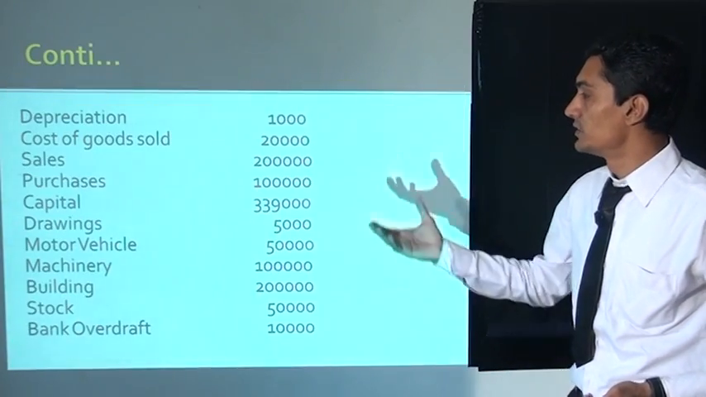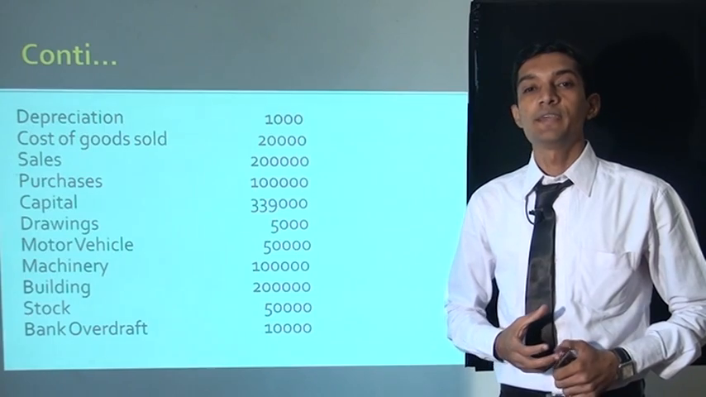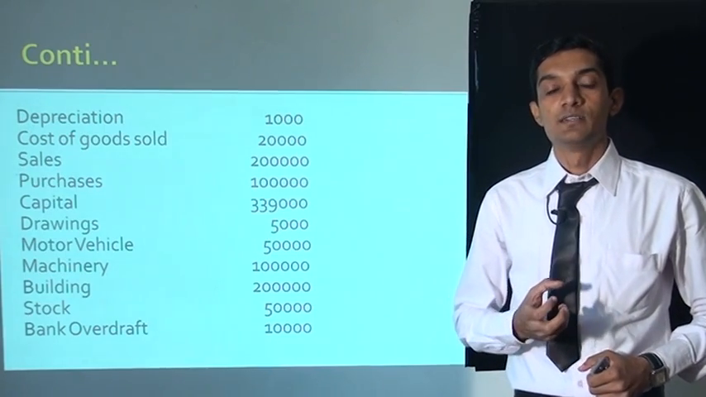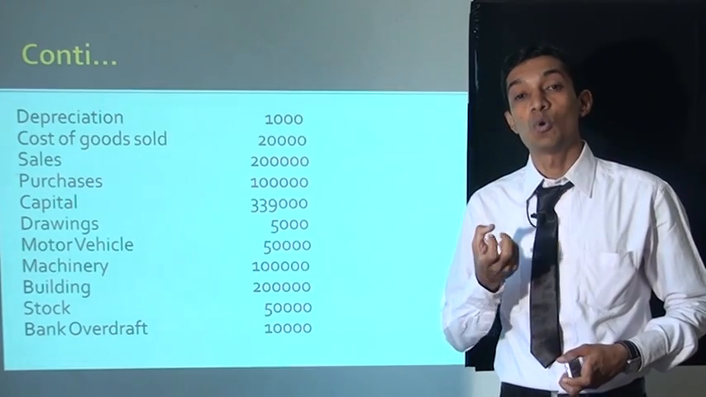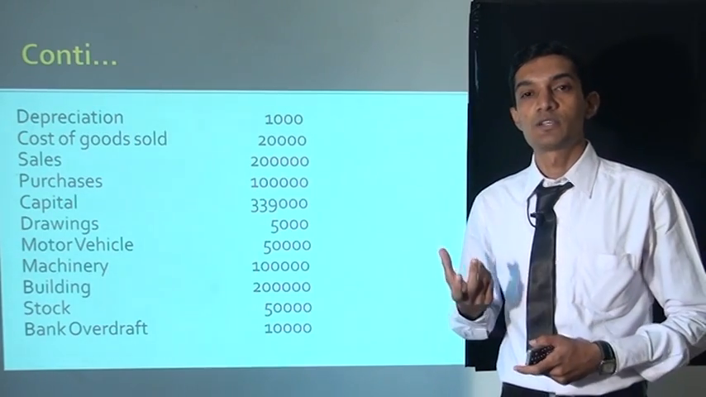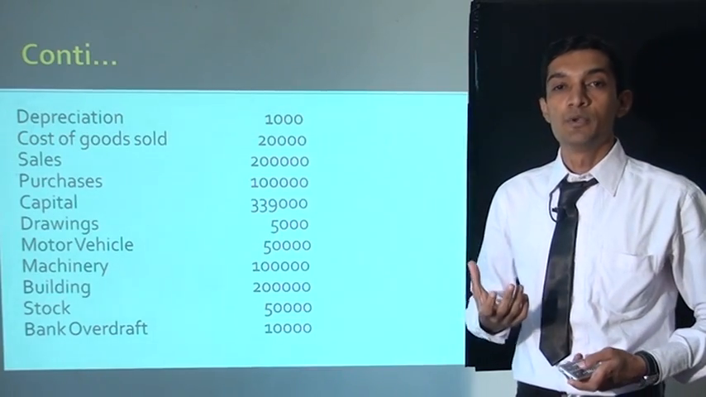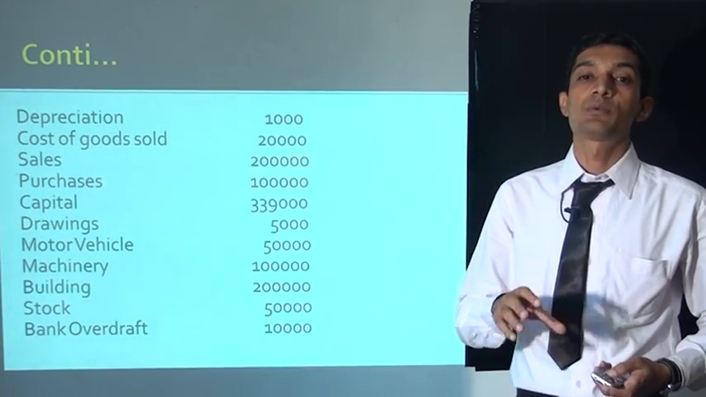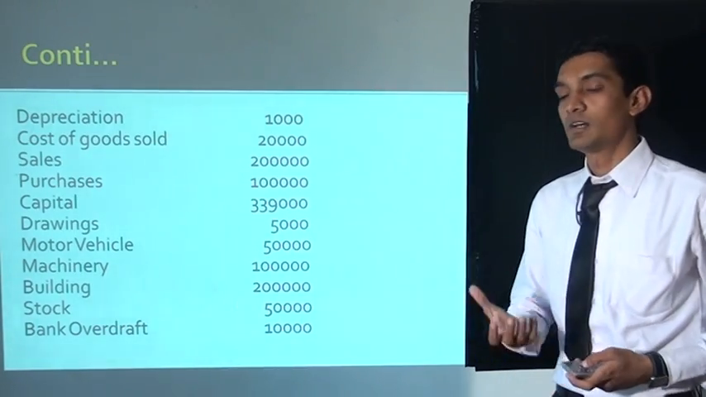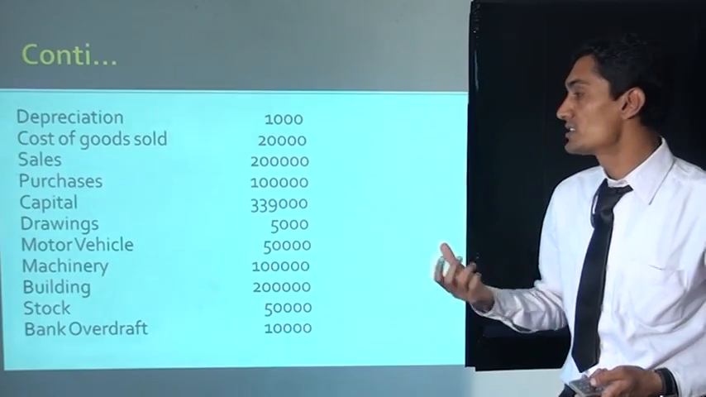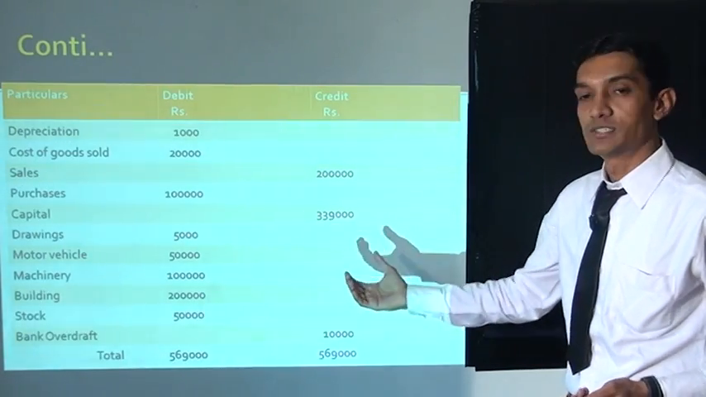What is next? Drawings. We have already discussed drawings. When persons take money from their own business, it is known as drawings. In drawing situations, drawings is debited because it is an expense for the businessman. The cash is taken from the business, so drawings comes under the debit side on the trial balance. 5,000 rupees drawings.